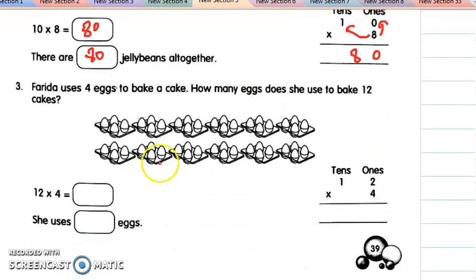And then the next one here is Frida uses 4 eggs to bake a cake. How many eggs does she use to bake 12 cakes? Okay, for one cake, 4 eggs are used. So for 12 cakes will be 12 times 4 or 4 times 12. If we multiply here first, 4 times 2 makes 8 and 4 times 1 makes 4. Or you can add all of these, you will get 48. So 12 times 4 is equal to 48. So she uses 48 eggs.